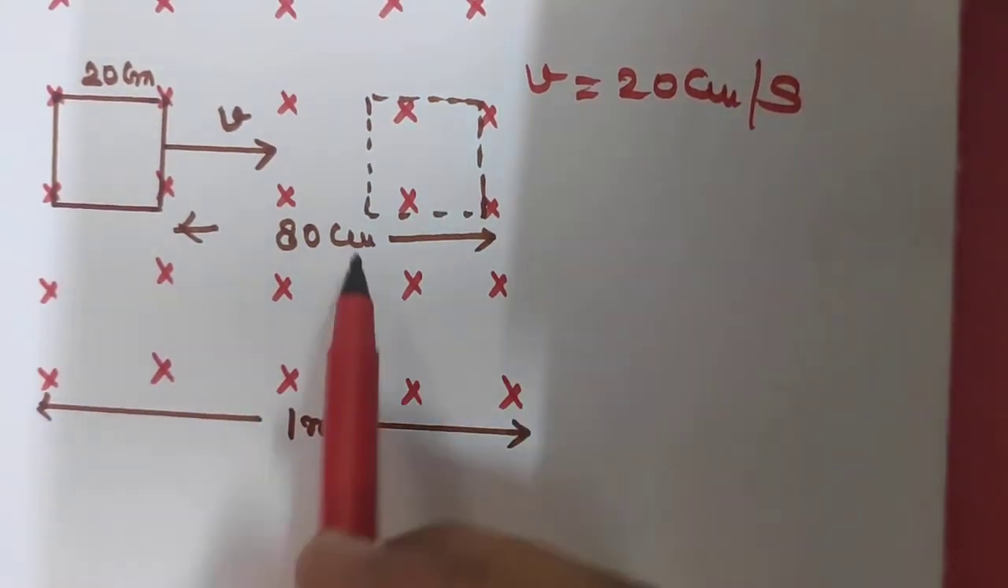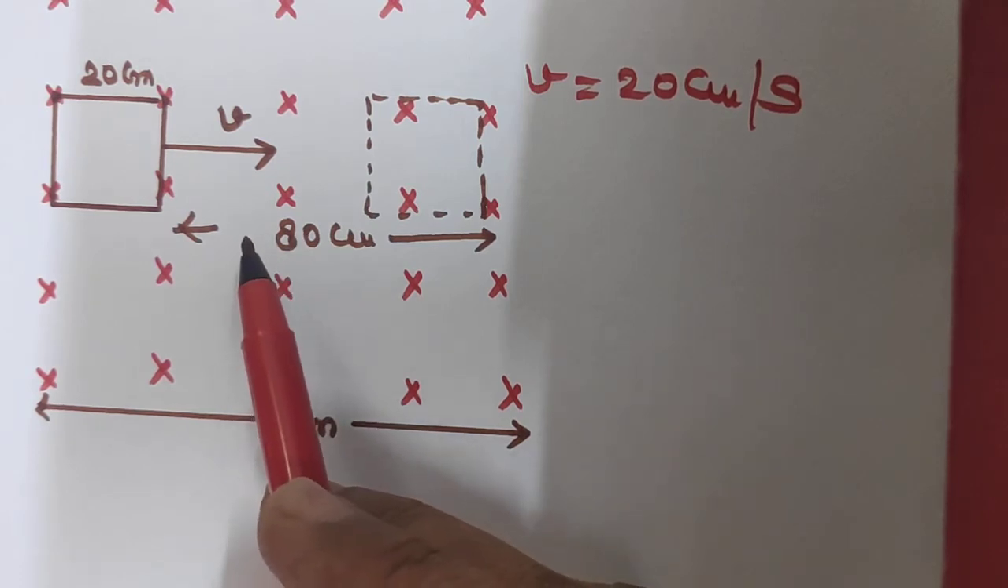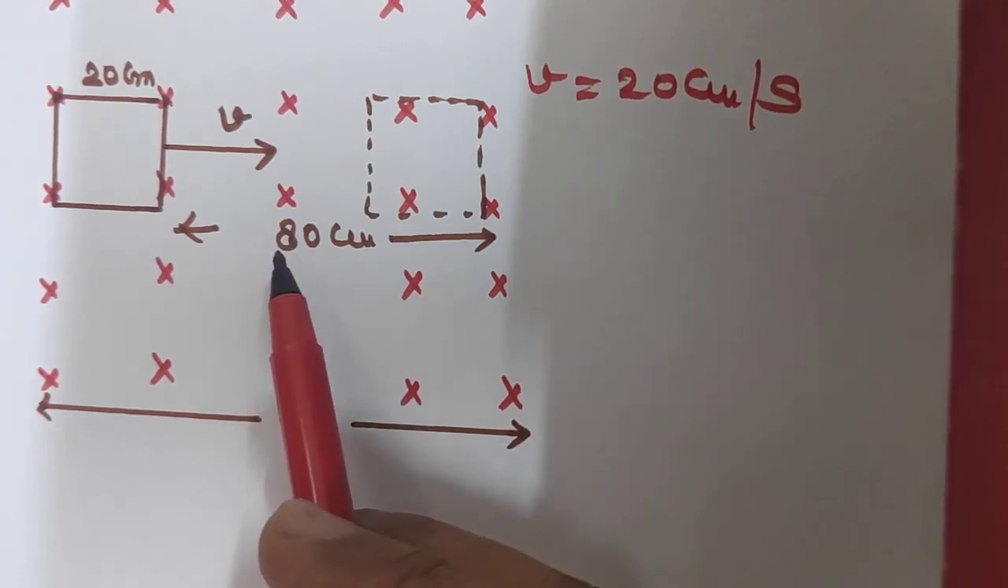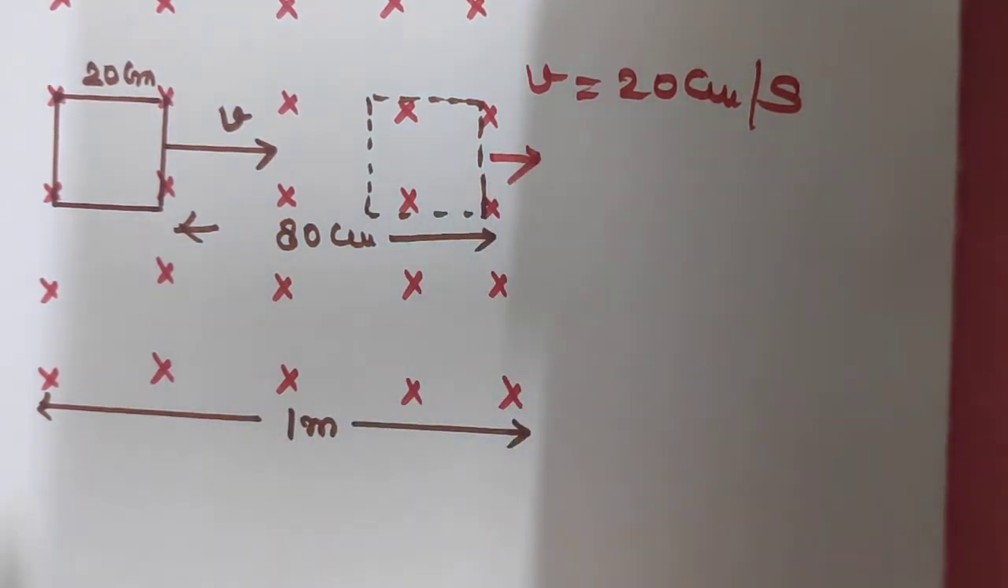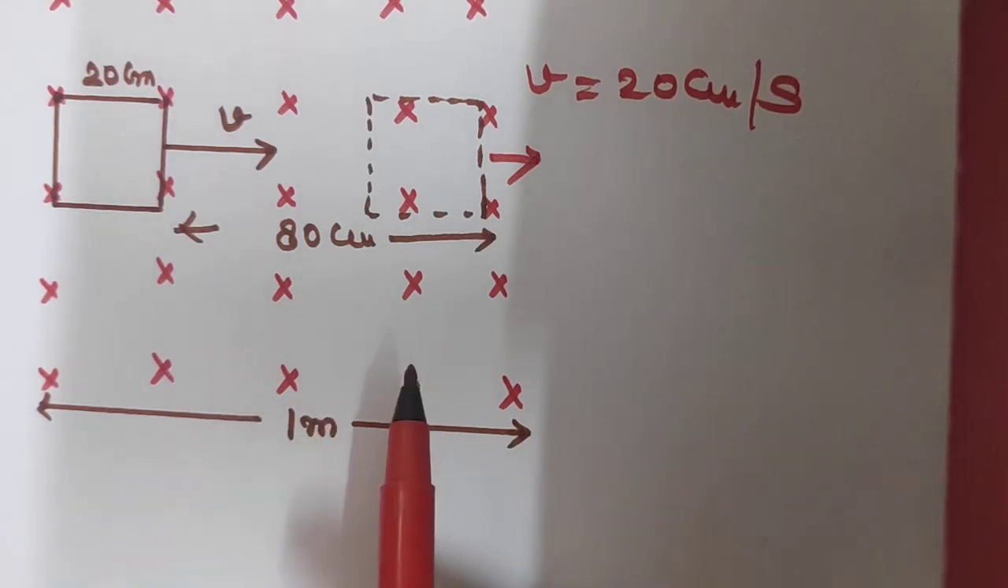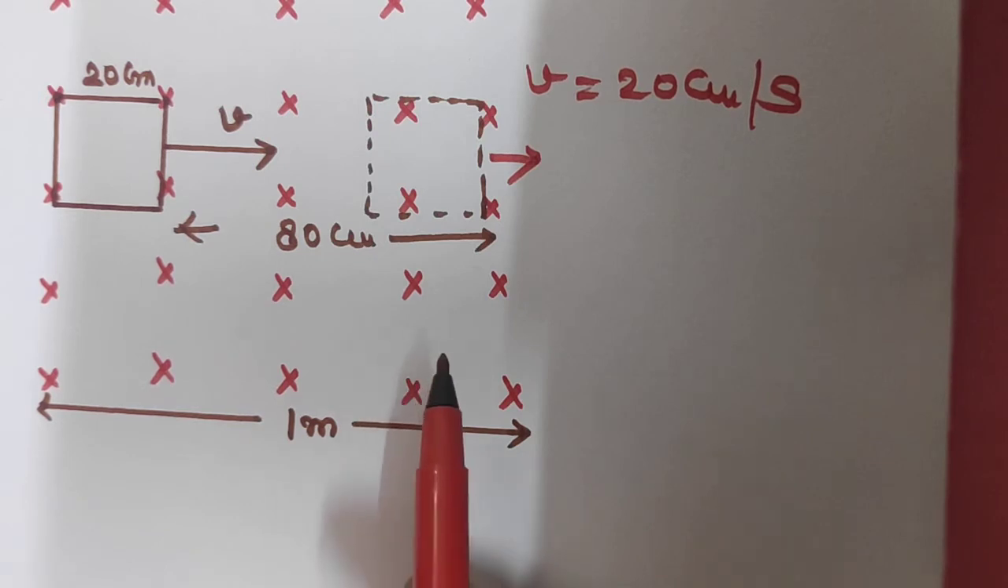Now what we have to do? We have to find the direction of induced current in the loop as it goes out of the field, and for how long the current in the loop would persist.